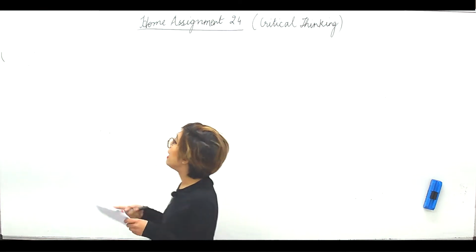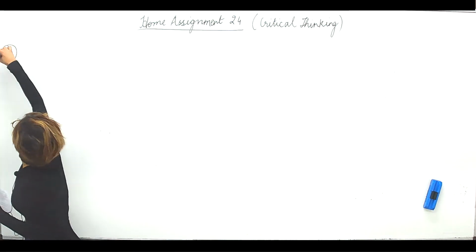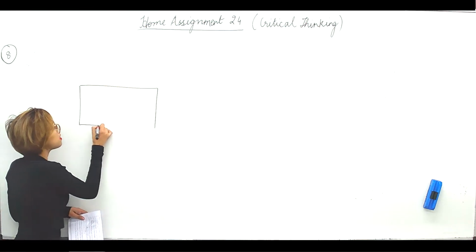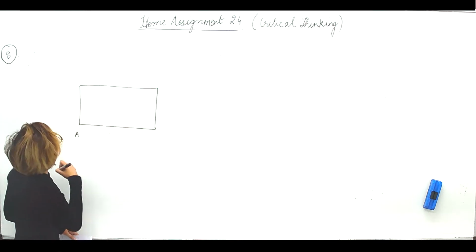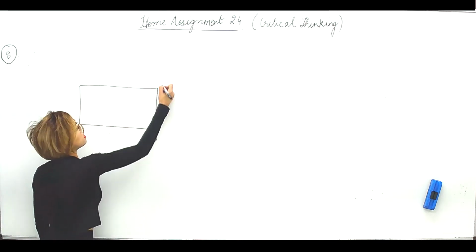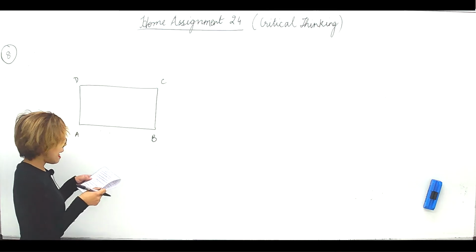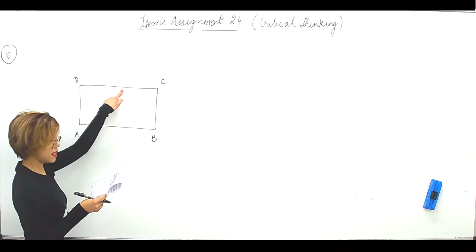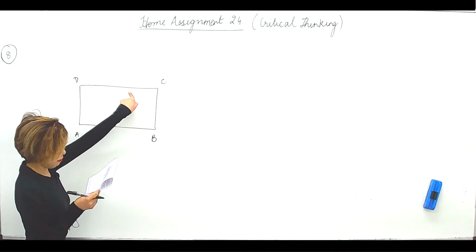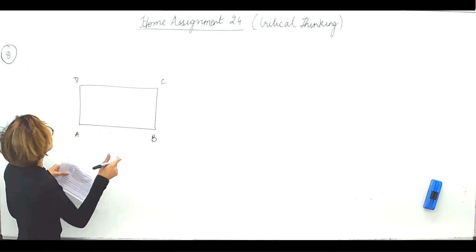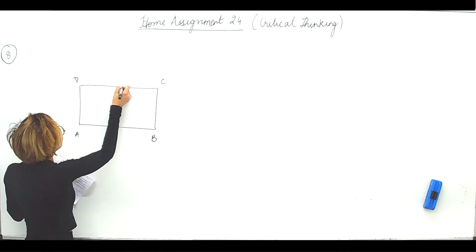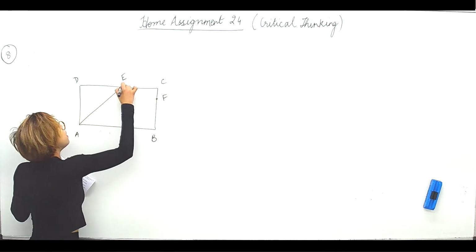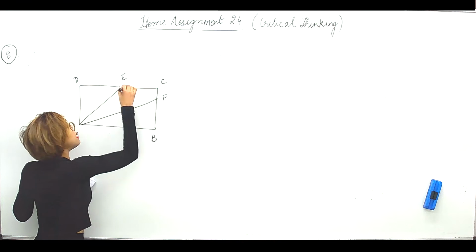It says, let ABCD be a rectangle. Okay, so let me make the rectangle first. This is my rectangle. Now E and F be points on CD and BC respectively, such that the area of ADE is 16, CEF is 9. So maybe I should take my E over here and F over here. So I'll join AE, I'll join AF. Obviously, I'll join EF.